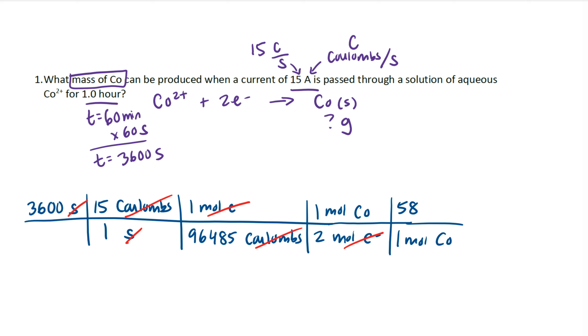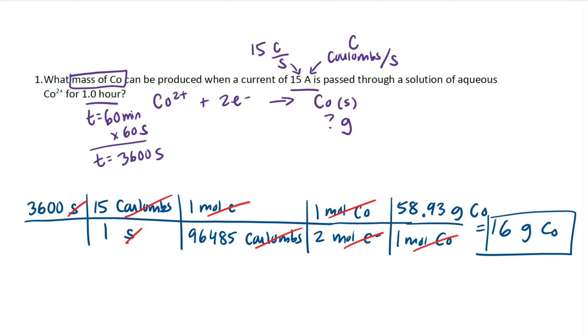It has a mass of 58.93 grams for every 1 mole. So 1 mole of cobalt cancels out, and now we solve, and we get an answer of 16 grams of cobalt that will be produced when we run 15 amps of current through this electrolytic cell for 1 hour.